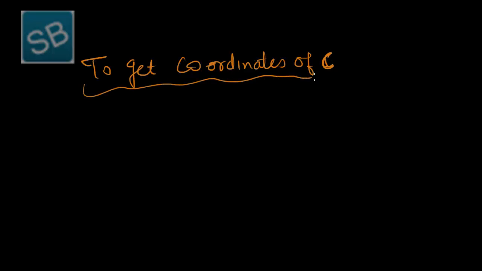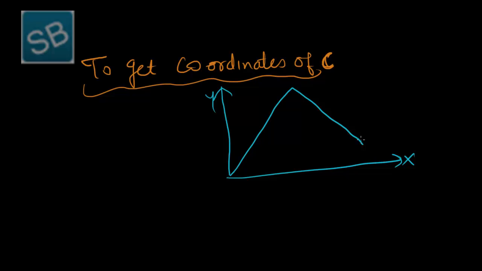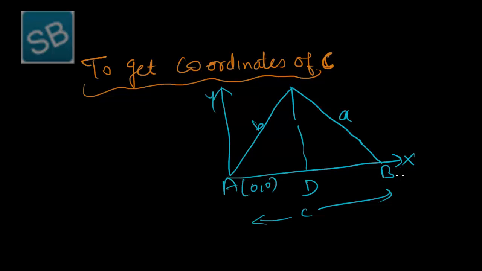Now to get the coordinates of C, we draw this x-axis, this y-axis, and we have this triangle, and we draw here D. This is B, this is A, and this length is c. A has coordinates (0, 0), B has coordinates (c, 0), and this is point C.